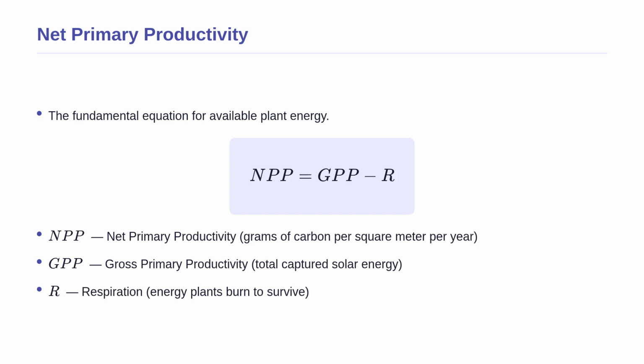Conceptually, this formula simply says that the energy available to the rest of the ecosystem is the total energy captured minus the energy the plants use for themselves. If a region gets more sunlight and rain, GPP increases, which in turn increases the overall NPP.